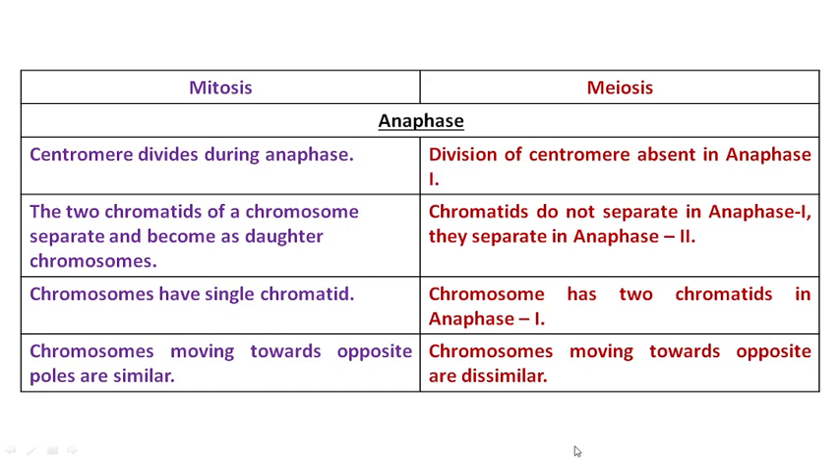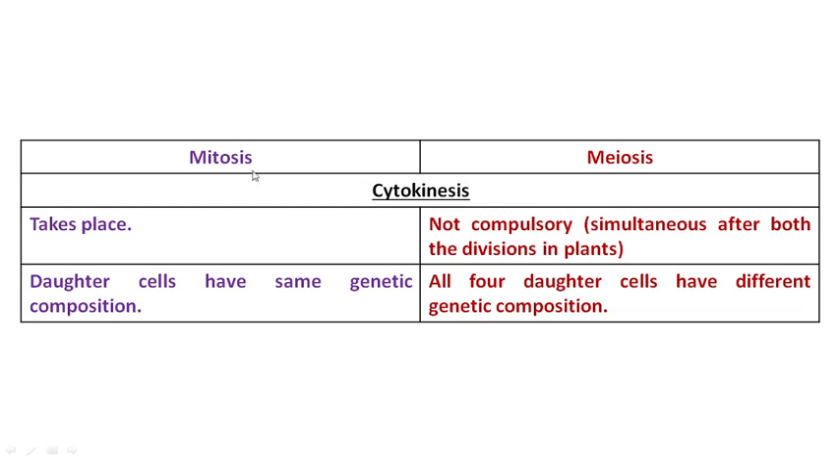Again, these are the same things, just a little bit more in detail, but I want you to do it on your own. And that is all about this chapter. Cytokinesis also takes place in mitosis. It may not take place in meiosis, especially in plant cells. Only after all the 4 nuclei have been generated, then the cells will divide. And as we already discussed, in mitosis, daughter cells and mother cells are the same. In meiosis, the daughter cells are different from the mother.